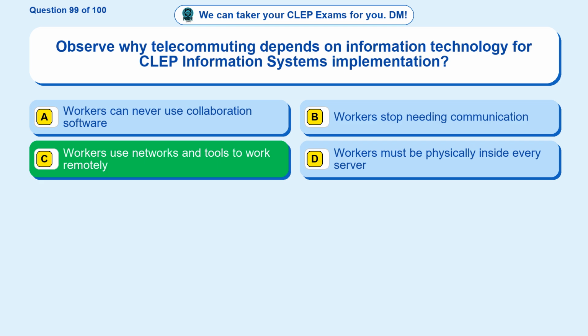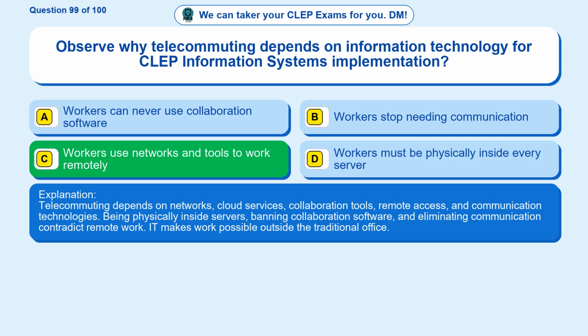Workers use networks and tools to work remotely. Telecommuting depends on networks, cloud services, collaboration tools, remote access, and communication technologies. Being physically inside servers, banning collaboration software, and eliminating communication contradict remote work. IT makes work possible outside the traditional office.